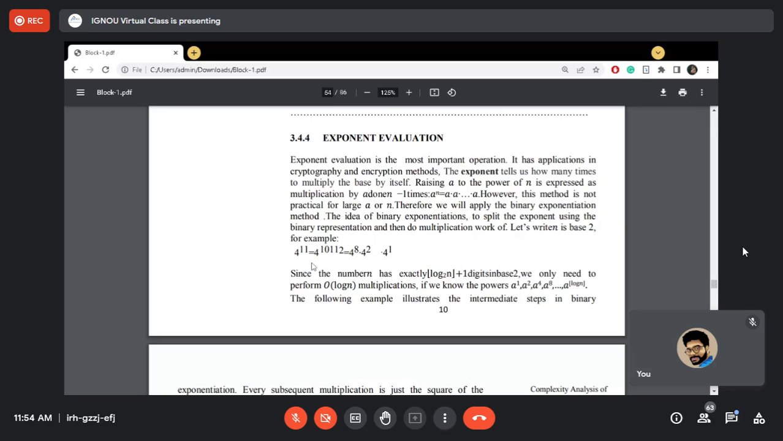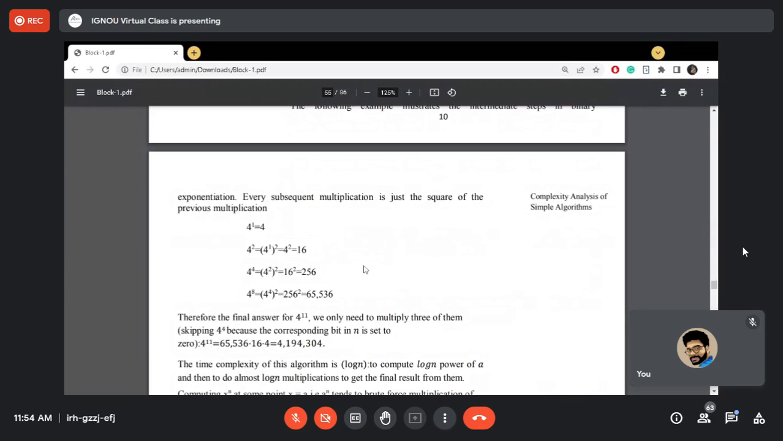So here is an example, 4 to the power 11. I can write this as 4 to the power 8, 4 to the power 2 and 4 to the power 1. We have 4 to the power 1. We can calculate 4 to the power 2. After that, implementing this, I can also split this into 4 to the power something. Why are we doing so? Splitting the 4 to the power 11, because it reduces the number of multiplications. Then we can do it by 4 to the power 8, 4 to the power 2 and 4 to the power 1.